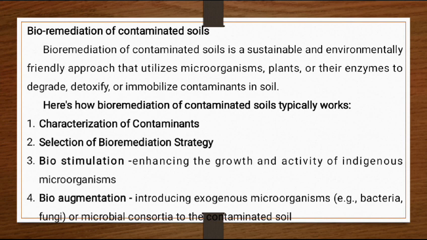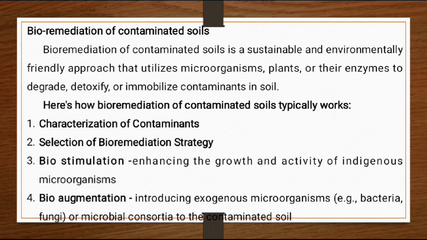So here first we have to go for the characterization. We have to find out what type of contaminants are present in the soil. Then we have to choose the bioremediation strategy, which method, either we have to go for composting or biodegradation, or we have to go for vermicompost or any other strategy. We have to find out that strategy which can be adopted. And third one is the biostimulation, enhancing the growth and activity of indigenous microorganisms.